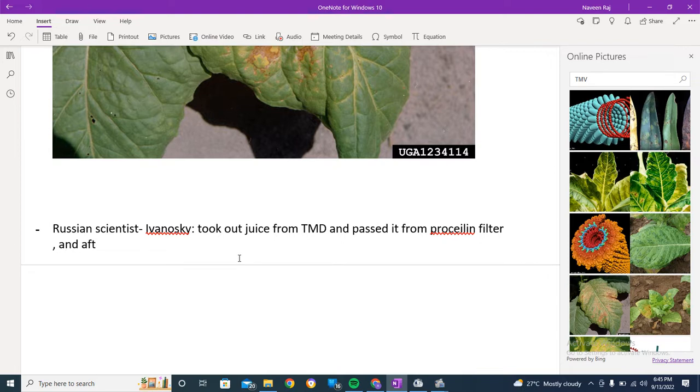After passing, he rubbed the juice on non-affected, or you can say healthy, plants, and shockingly the healthy plants got affected.